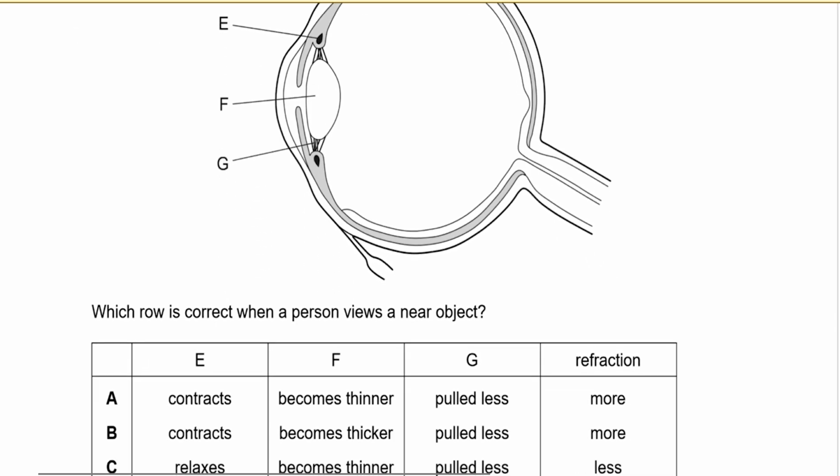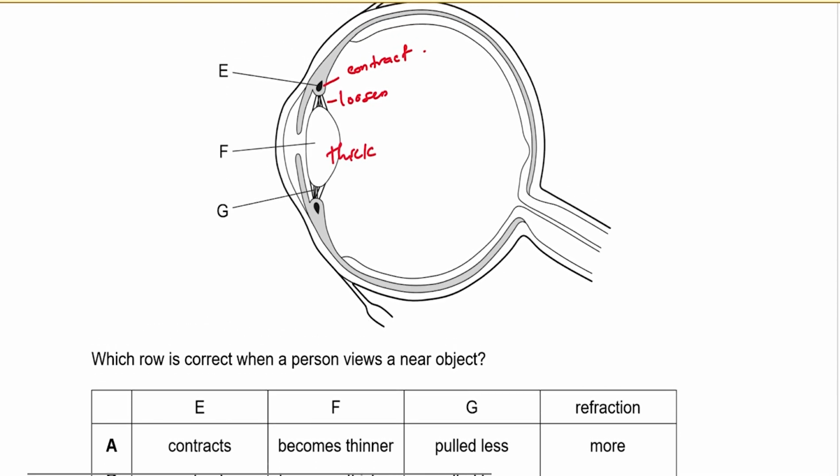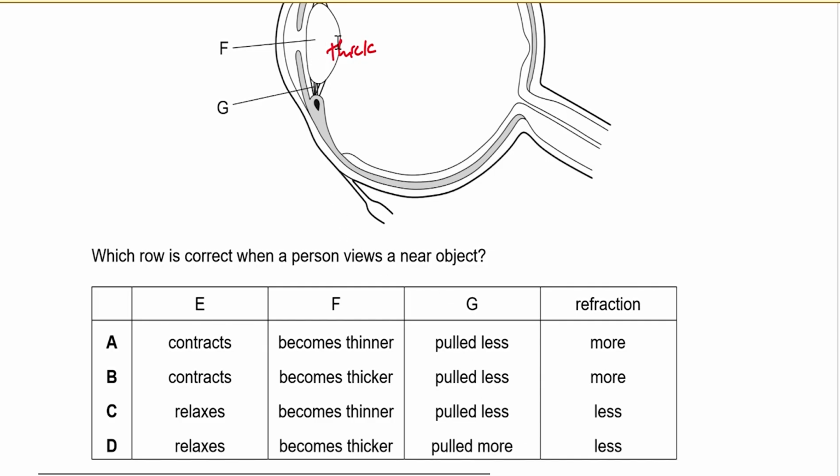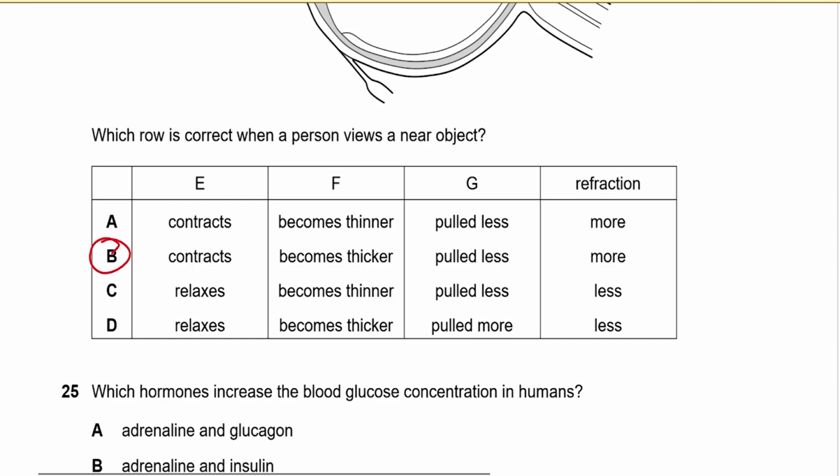Number 24 says, the diagram shows a cross-section of a human eye. Which row is correct when a person views a near object? When a person is viewing a near object, this one here has to become thick, this one here has to loosen, and this one here has to contract or tighten. So E will contract. After it contracts, F will become thick, and then the suspensory ligaments will be pulled less, and more refraction will take place. So more light is allowed to enter the eye. So here we'll go with B.